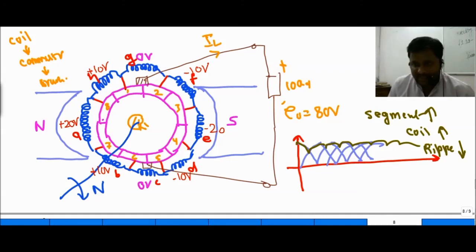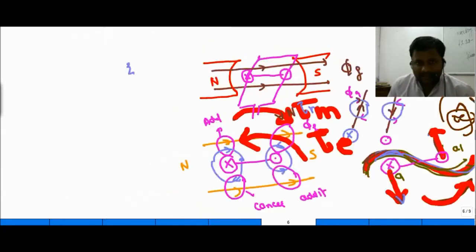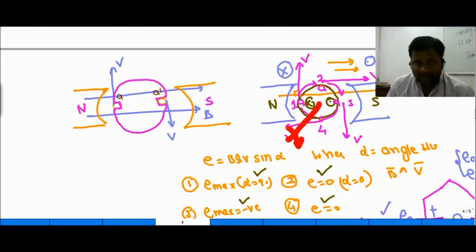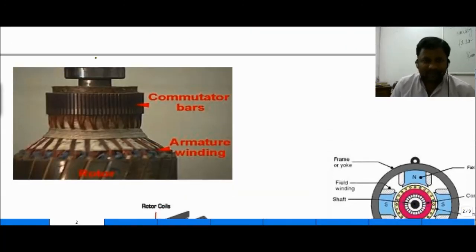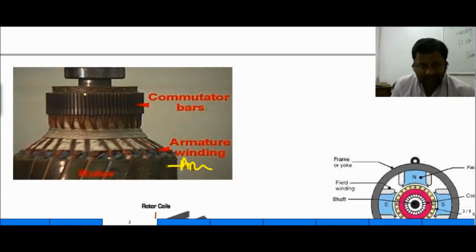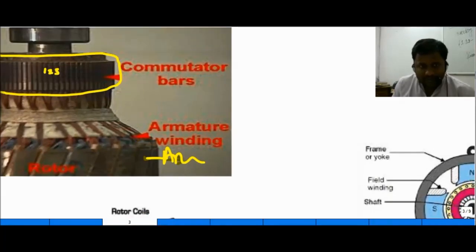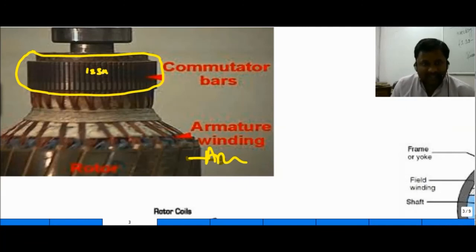In this section, we have understood the basic cover. This is about the commutator segments. Here, this is called the armature winding, and this is the commutator segment. We have seen segments 1, 2, 3, 4, 5. These wires are coming from the rotor slot to the commutator segment, as we have seen.